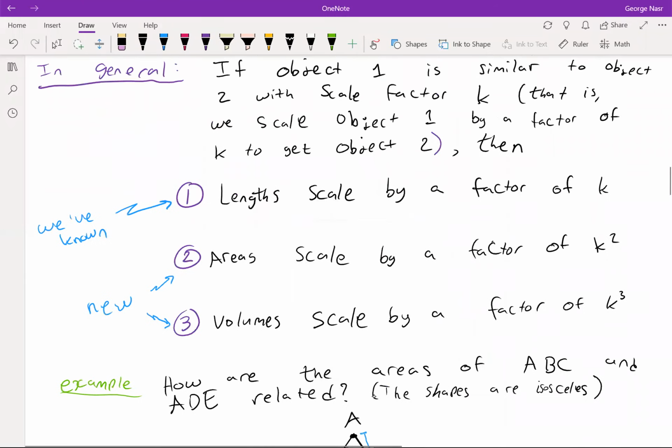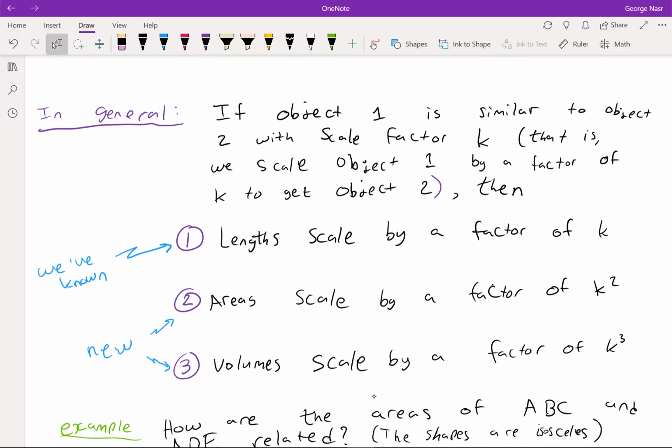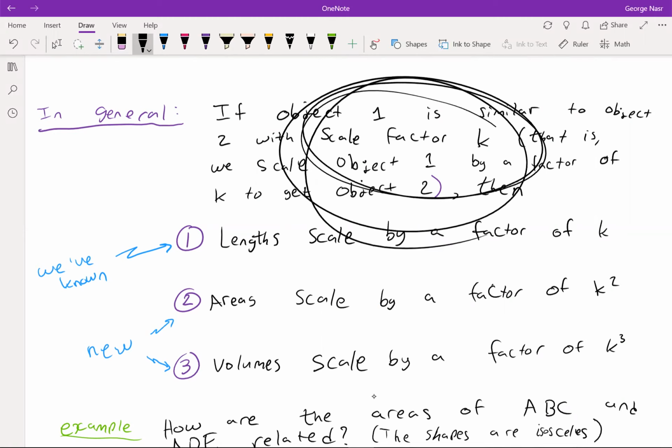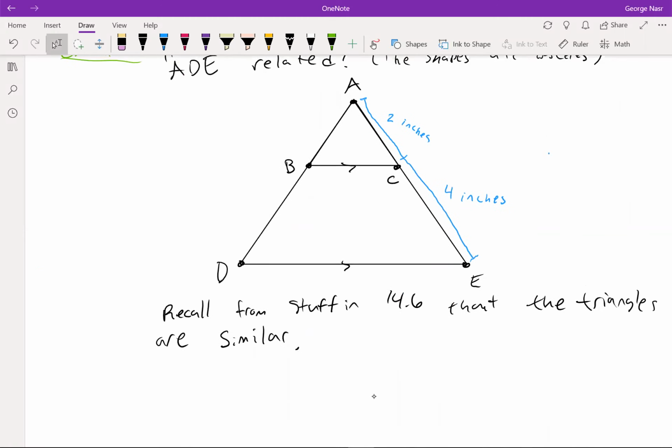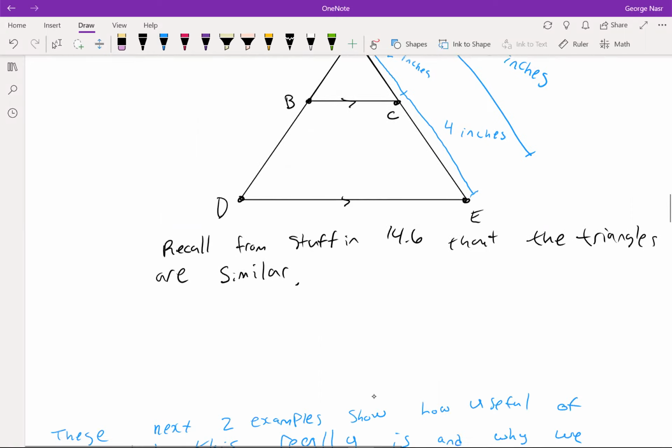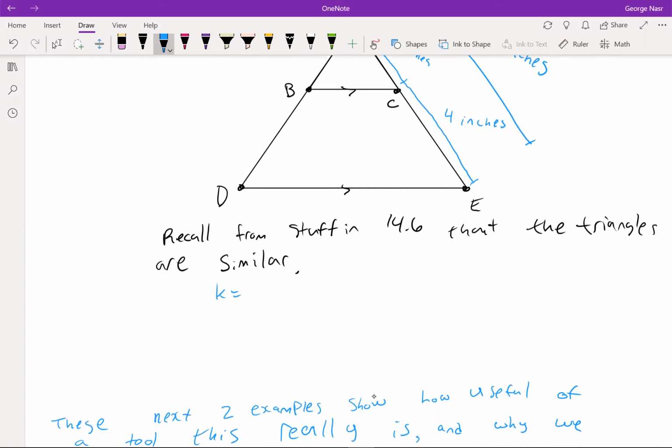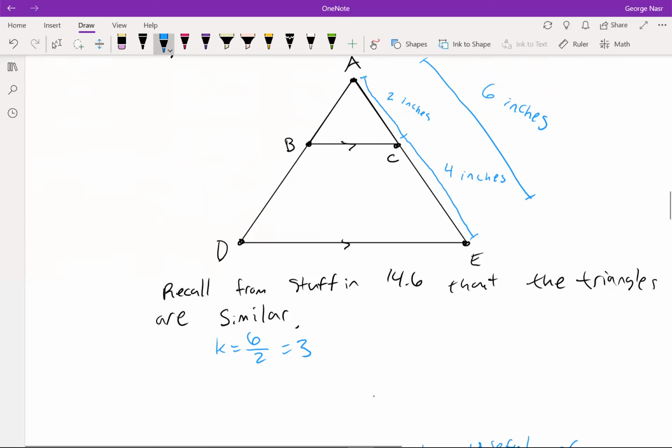And now I want to use the fact that I know how areas scale if I can figure out the scale factor. So can I figure out the scale factor? The answer is yes, because while the smaller side length is 2, I can figure out this longer side length to be 6 inches. And notice that the scale factor k is going to be 6 over 2 equals 3. The bigger triangle is 3 times the size of the smaller one, because the side length of 2 is scaled by 3 to get this longer side length of 6.